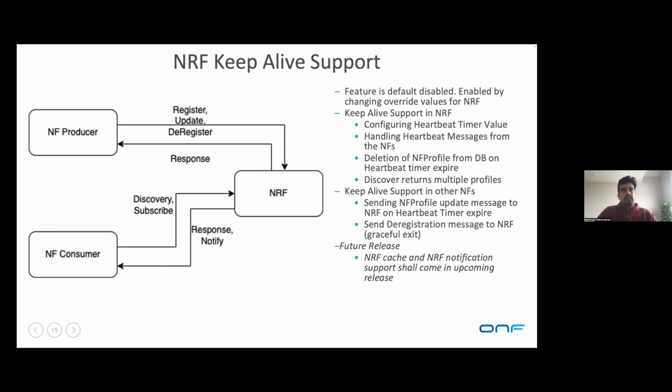The different NFs register to NRF as soon as they come up. Now this feature helps the different NFs also send updates at a regular heartbeat interval, which we can configure. The NFs will also send a deregister message when they gracefully shut down. So whenever NRF gets all these update messages, it will update the timestamp for these various NFs. And if an NF goes down, then the timestamp for that NF would expire, and NRF would delete the profile from the DB.